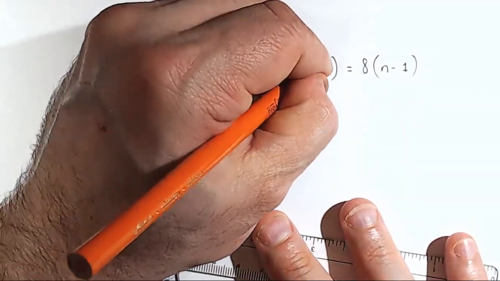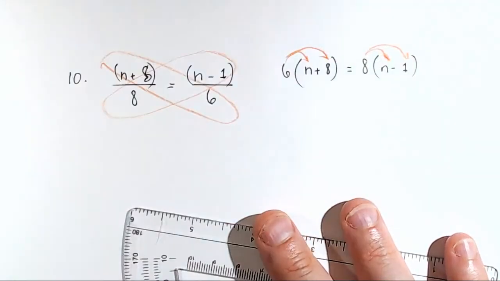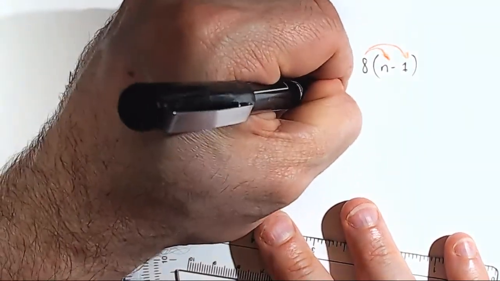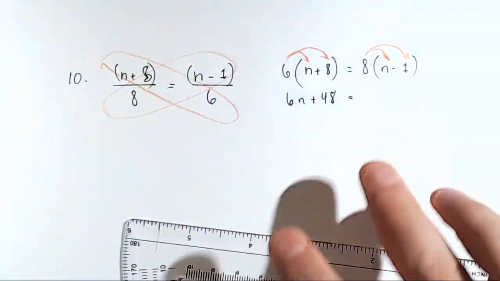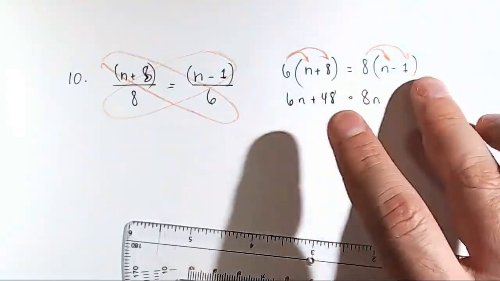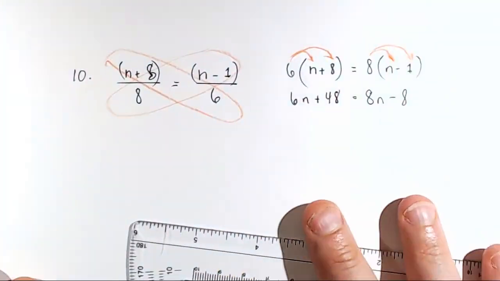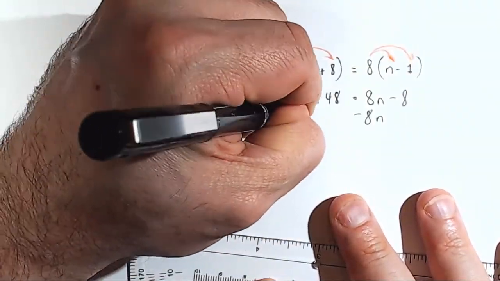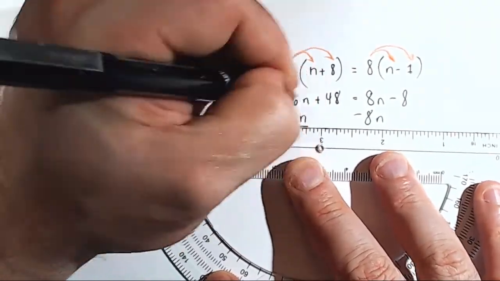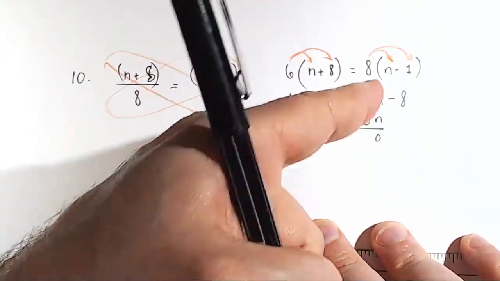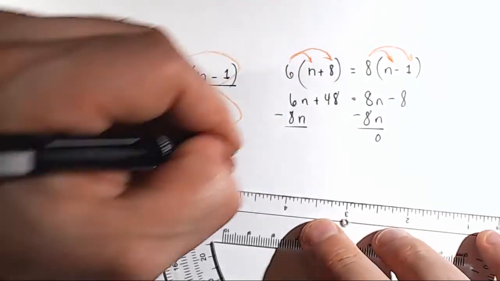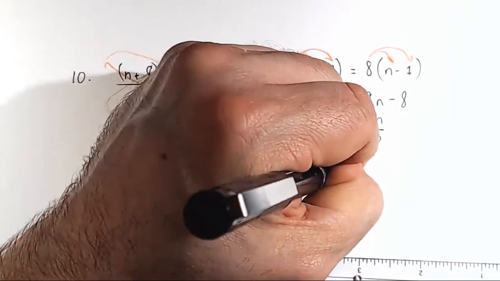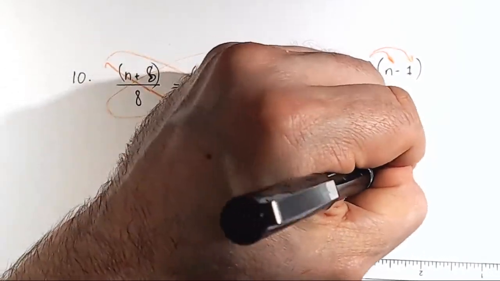We'll distribute. 6 times n is 6n. 6 times 8 is 48, so plus 48 equals 8 times n is 8n. 8 times negative 1 is negative 8. And now we try to find n by itself. We're going to subtract 8n from both sides. There's other ways to do this; the order doesn't really matter. 8n minus 8n, and then 6n minus 8n is negative 2n. So now I'll rewrite: negative 2n plus 48 equals negative 8.